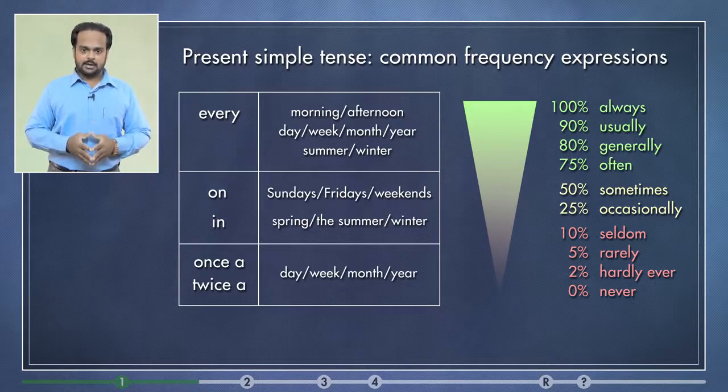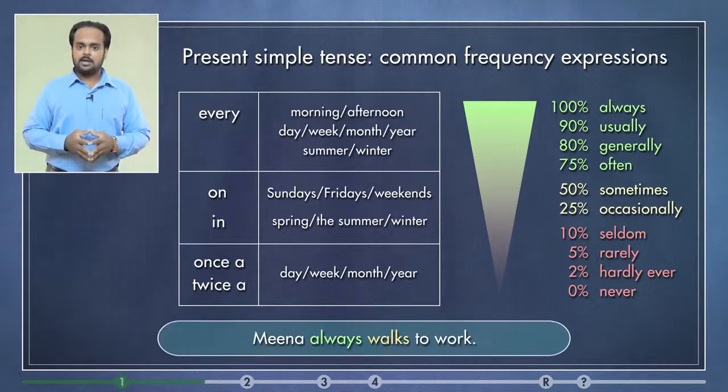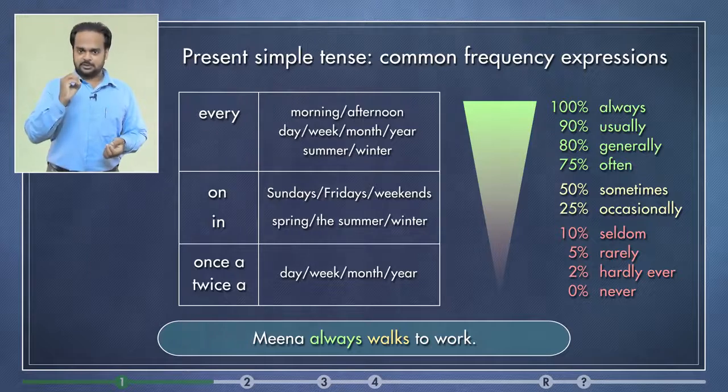There are many others like this. If you do something all the time, that is 100% of the time, then you can use always. For example, Mina always walks to work. That means she never takes the bus or she never drives to work. But hey, there's another frequency adverb there, never. And that means that something happens 0% of the time. It does not happen at all.